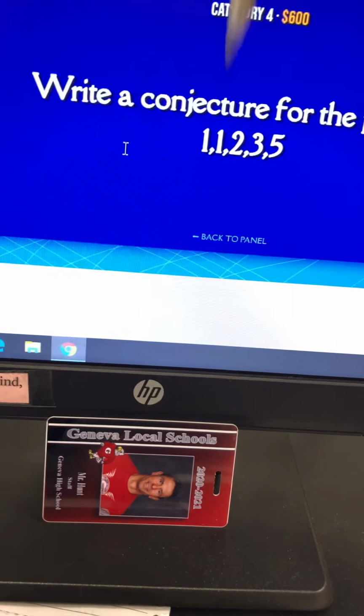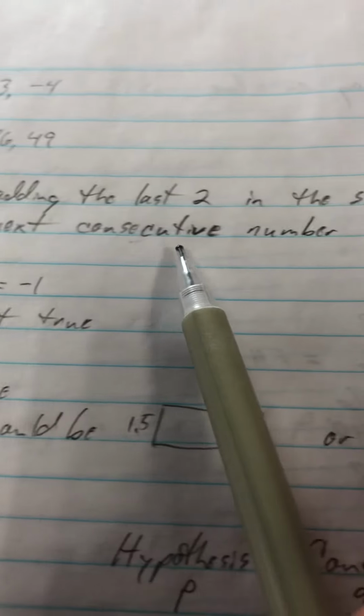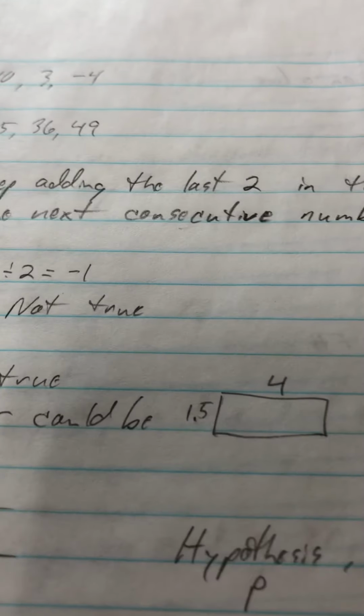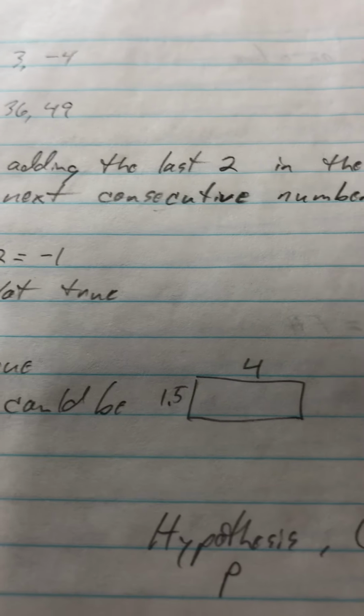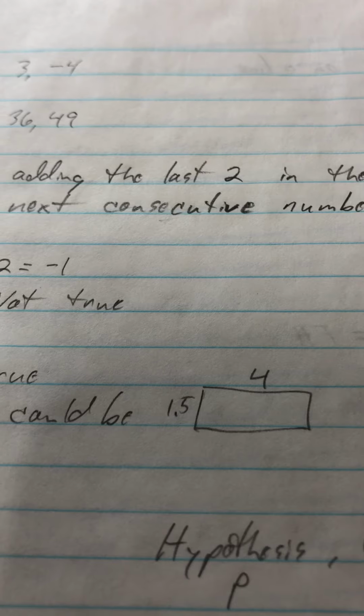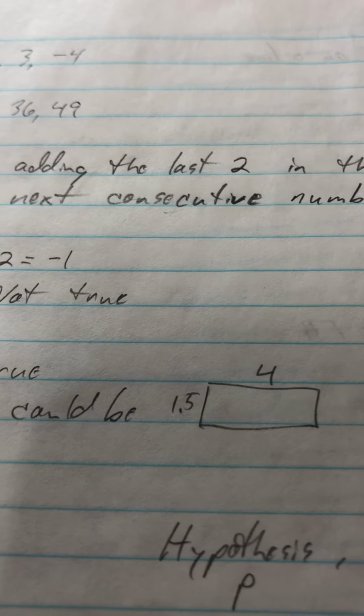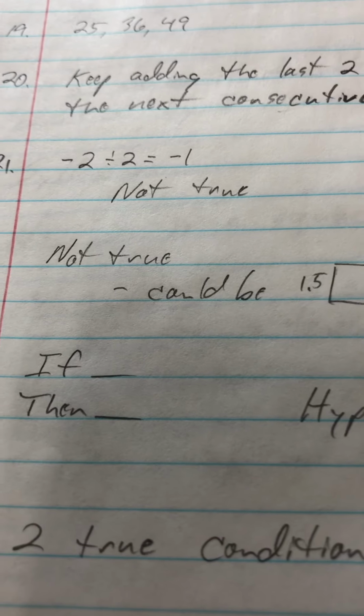So what you're doing is you're adding, and the way I wrote it is, you keep adding the last 2 in the sequence to get the next consecutive number. So just add the last 2. That gives you the next number. So now you got a new last 2. So you would add, in that sequence, 8 plus 5, and you get 13. Then you'd add 13 plus 8, and so on. 21.